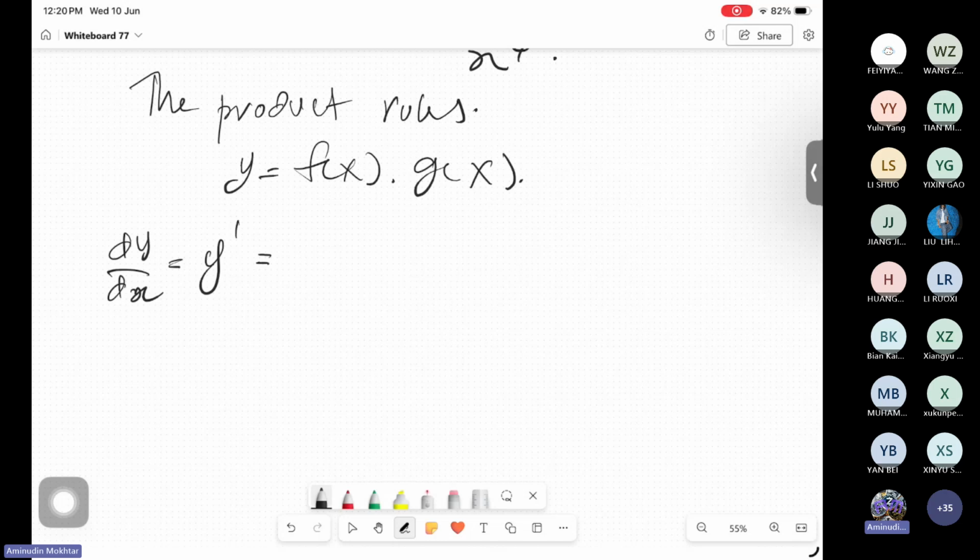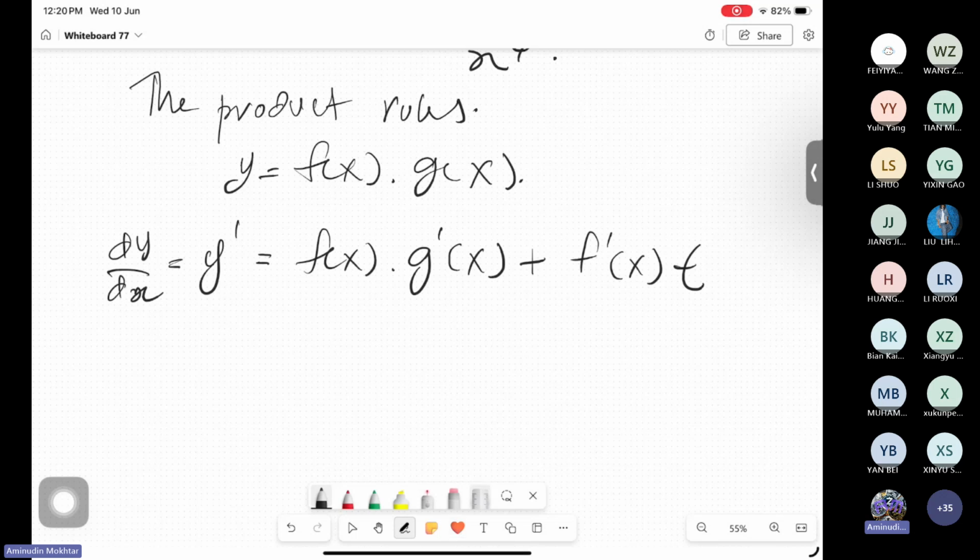I will share with you the tip. The first one, we just write fx times the first derivative of gx, plus the first derivative of fx times gx. That's the rule we call the product rule.